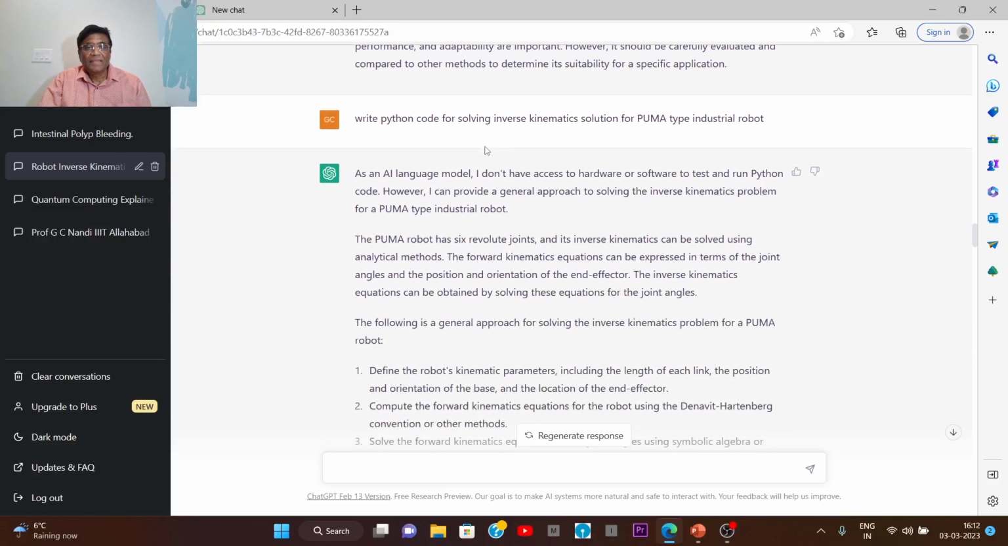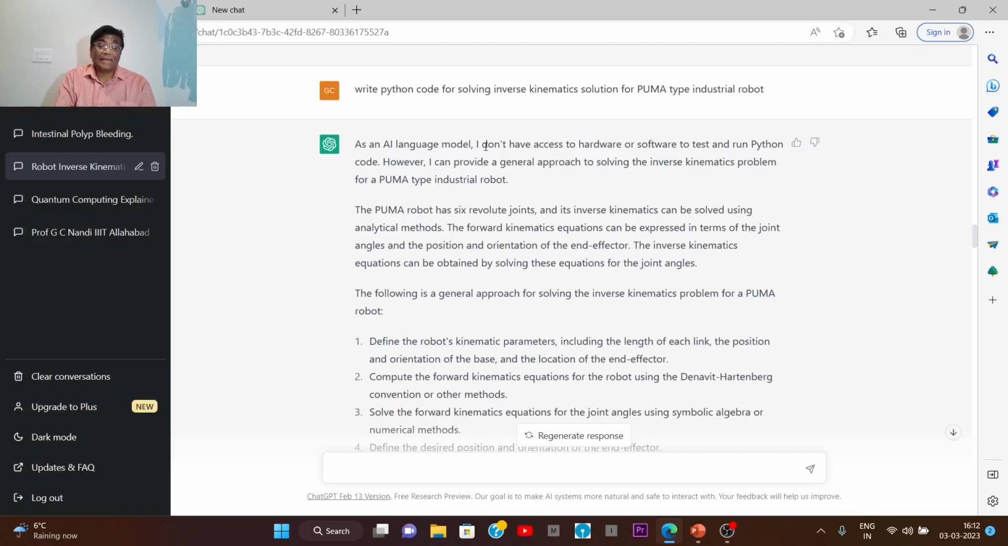Then also, being encouraged to see its coding competence. I just asked it to write Python code for a tooling robot manipulator, and it wrote correctly in terms of the sine and cosine function, not in terms of arc function. Okay, the way we write.